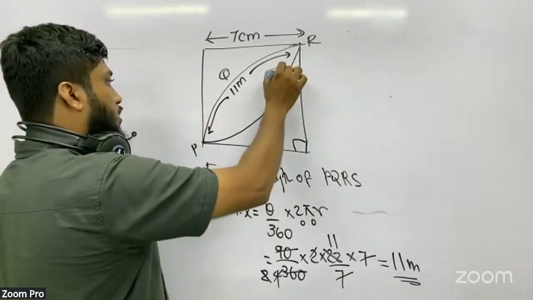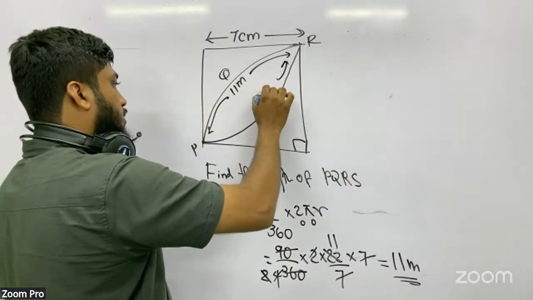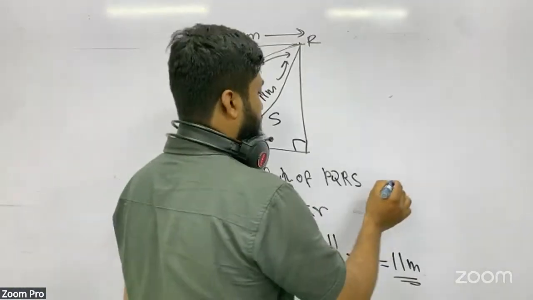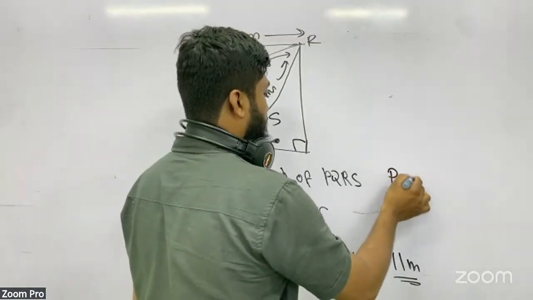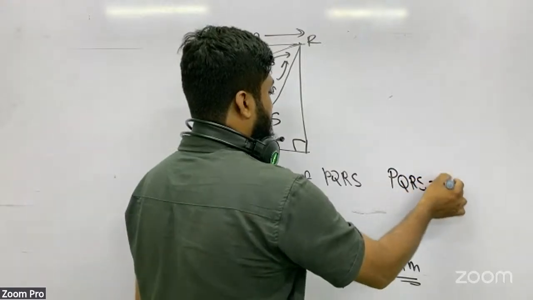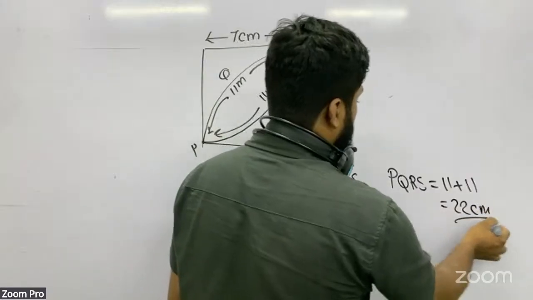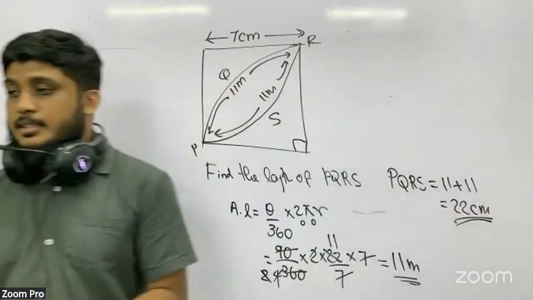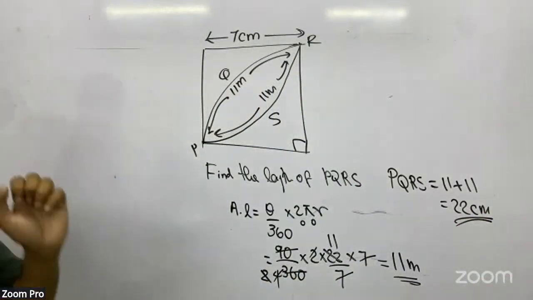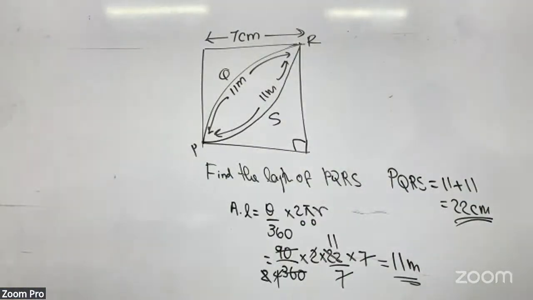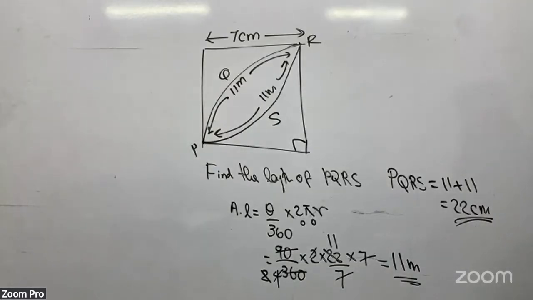Then from here to here, that one is also 11 meters. Then what is the perimeter of this? What is the length of PQRS? PQRS will be 11 plus 11 equals 22 centimeters. Is it clear? Neatly write these things. So PQRS will be 22 centimeters.